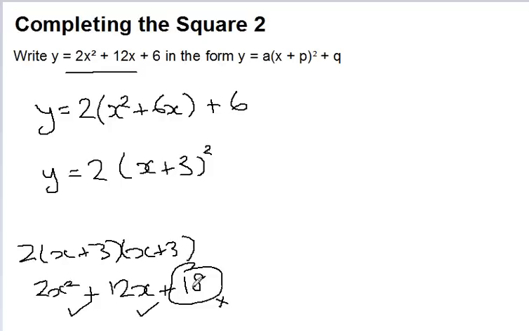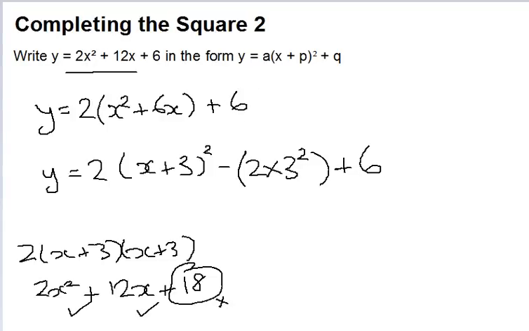So I'm going to have to take away that 18 from this entire thing. Or I take away 2 times 3 squared. Okay, 2 times 3 squared is 18. So if you look at this format here, you can tell straight away what to take away, because I just take away 3 squared, this number here squared, times by this number here. So if I take away 2 times 3 squared, then I get rid of this number that I don't want. Then I just need to simply include the plus 6 at the end just to complete the process.